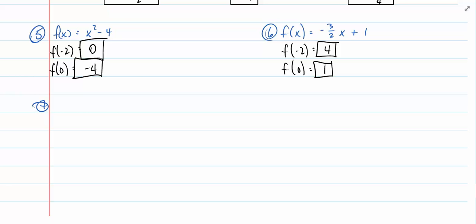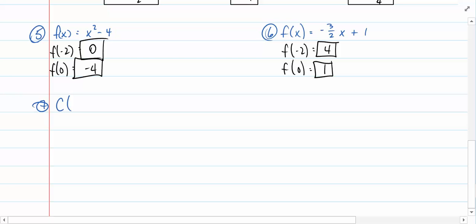Number 7 is an interesting question. In it, we work on converting values of currency. Now, the first thing that we recognize is that $1 US is equivalent to $1.24 Canadian. So we might think of that portion of the function this way. I'm going to write C of x for the Canadian exchange is equal to 1.24 times x.